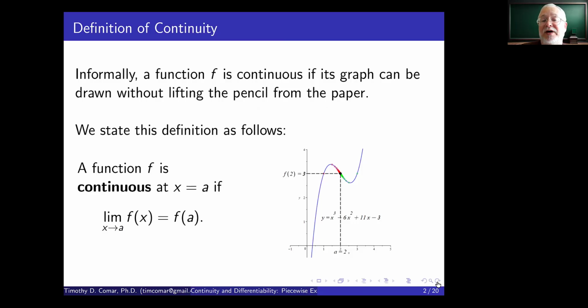So informally, a function f is continuous if its graph can be drawn without lifting the pencil from the paper. We can state this as follows here. A function f is continuous at the point x equals a if the limit of f of x as x approaches a is equal to the function value f of a. And we can see that nicely in the picture over here.